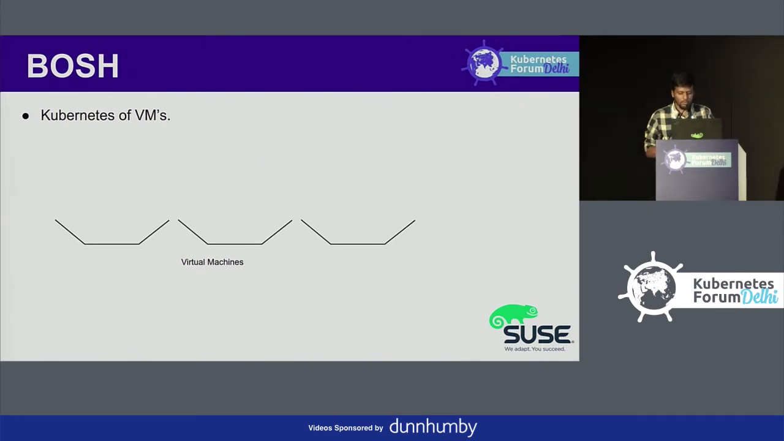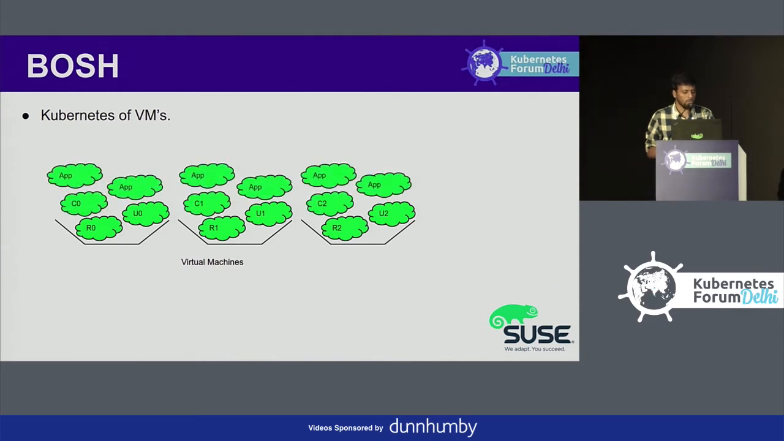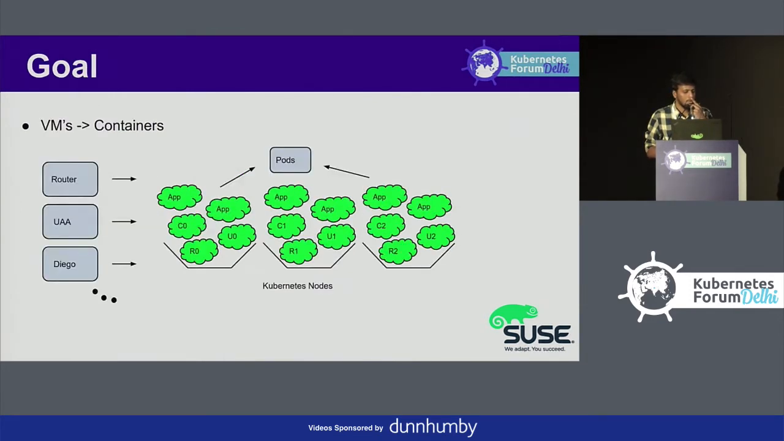This is where BOSH comes into the picture. It is used to deploy Cloud Foundry components on top of virtual machines, and it has all the necessary features to be highly available. So you can think of BOSH as a Kubernetes of VMs. Okay, so your apps too run on top of virtual machines. So this was about Cloud Foundry and BOSH.